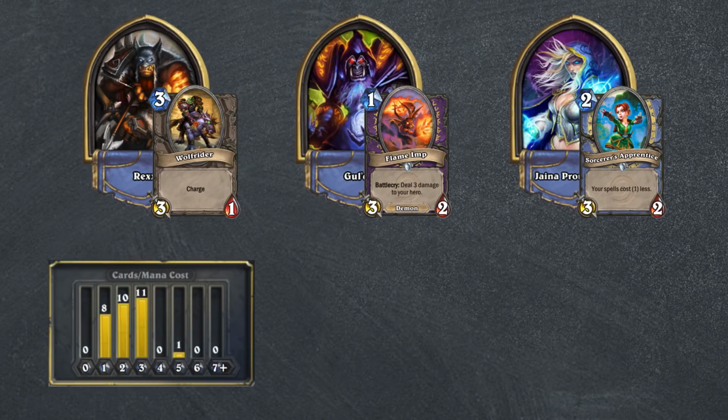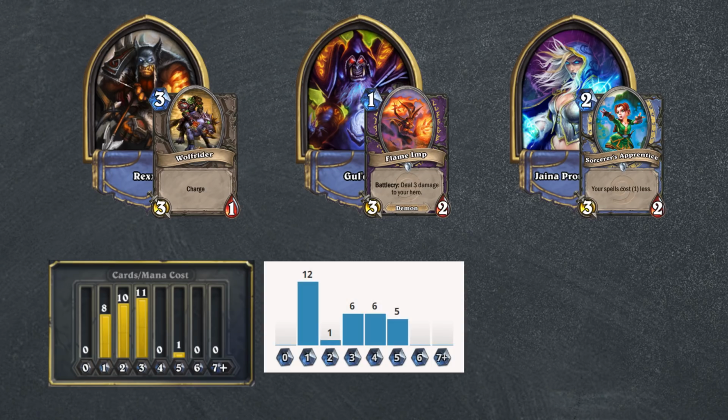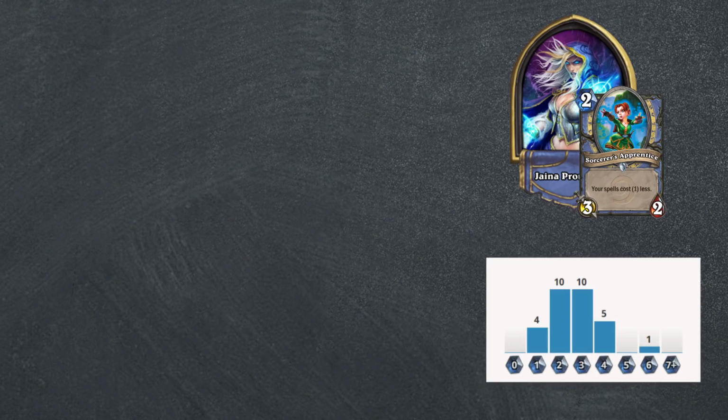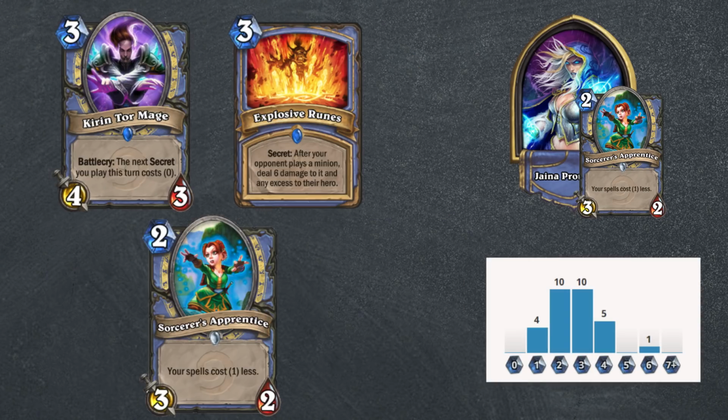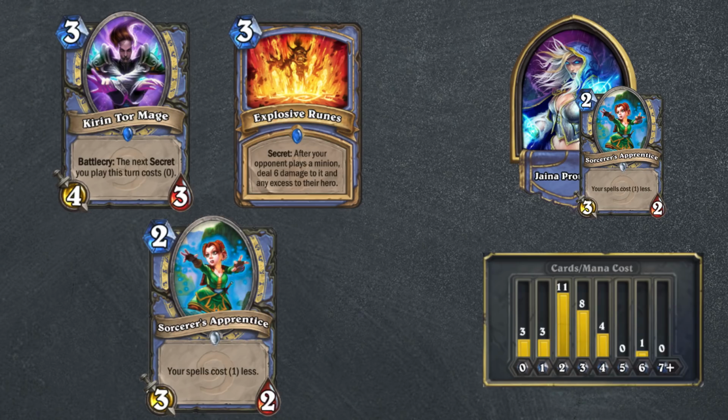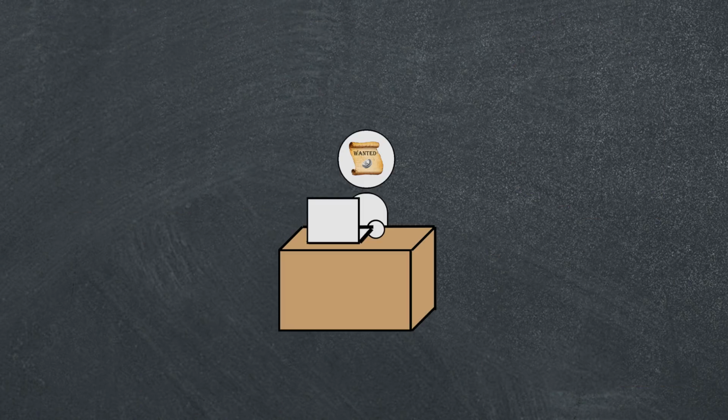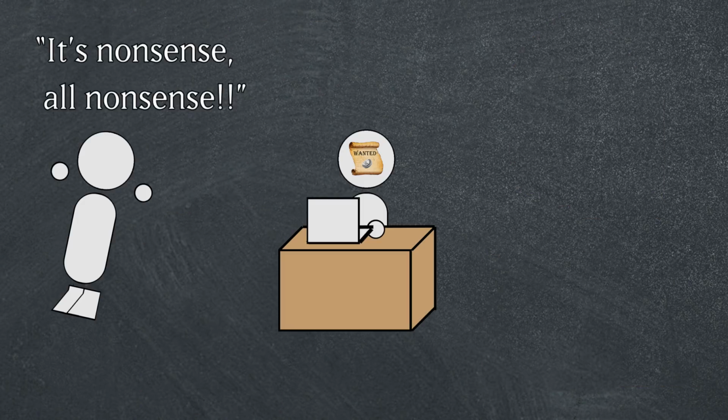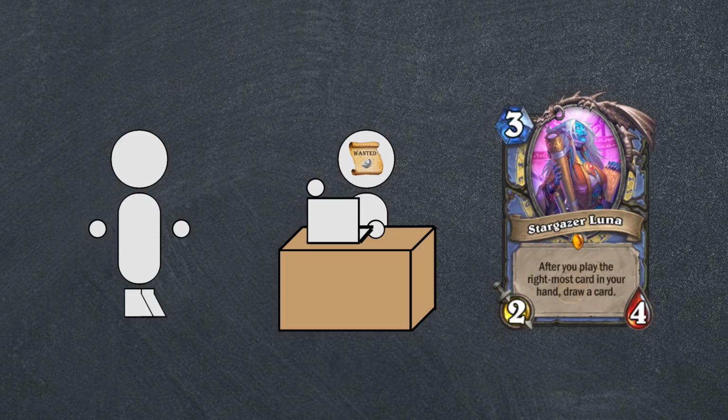While Face Hunter sticks to our rules, Zoolock subverts them by emphasizing 1-drops, sometimes to a hilarious extent. Meanwhile, Tempo Mage seems somewhat more normal, but that's before we factor in the secrets costing nothing and Sorcerer's Apprentice further dipping cards' cost. Now, this may be the part where you might be tempted to declare curve analysis as a horrible voodoo art, but that's when we can factor in card draw as a variable.